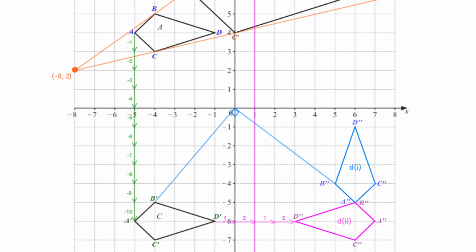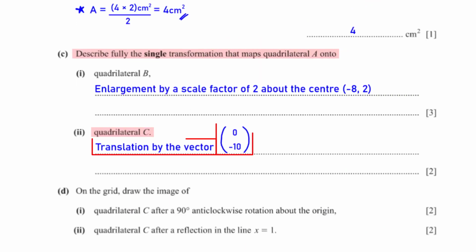So now we need to find the translation vector. From the illustration, we see that this vector is (0, -10). And so the full description for the transformation is translation by the vector (0, -10).